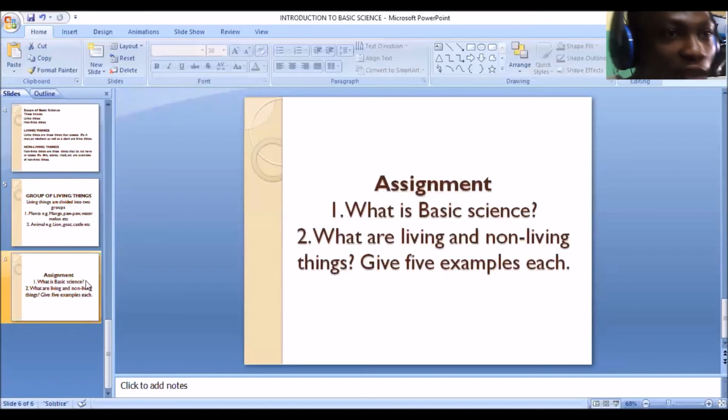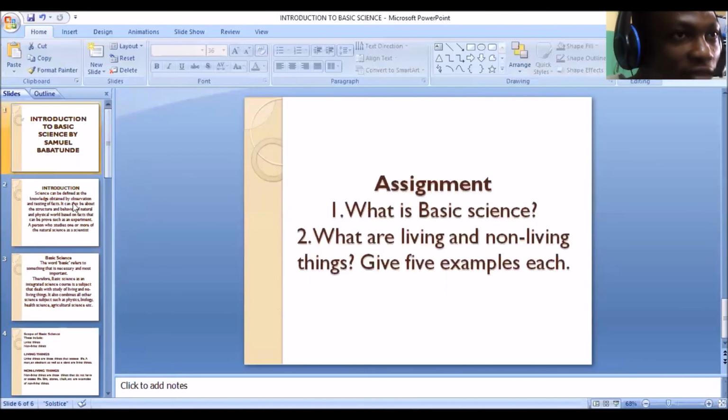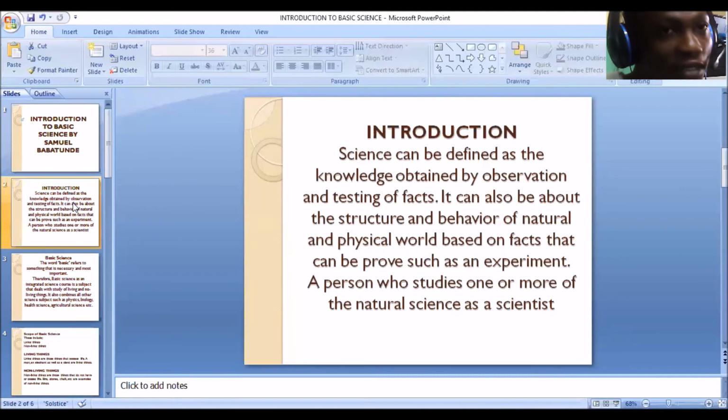So briefly now, I've done a recap of the lecture of what we just discussed. Introduction to basic science. We started with the definition of science, which says science can be defined as the knowledge obtained by observation and testing of facts.